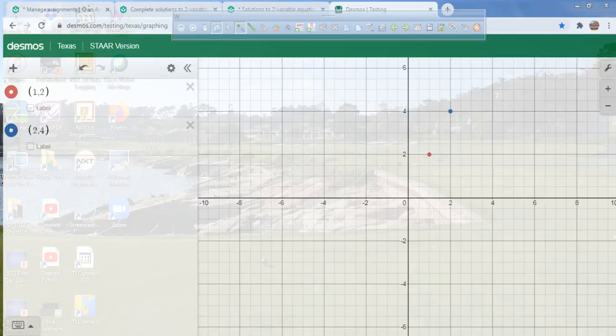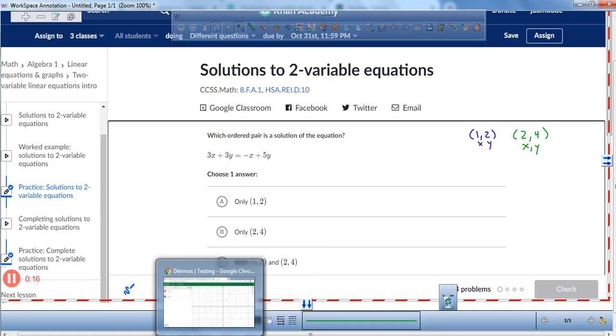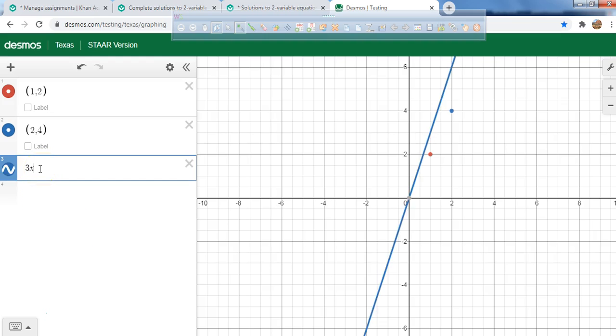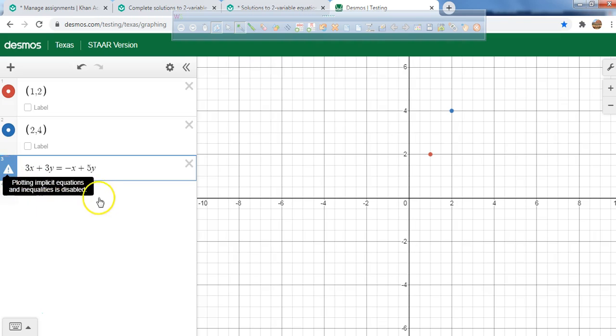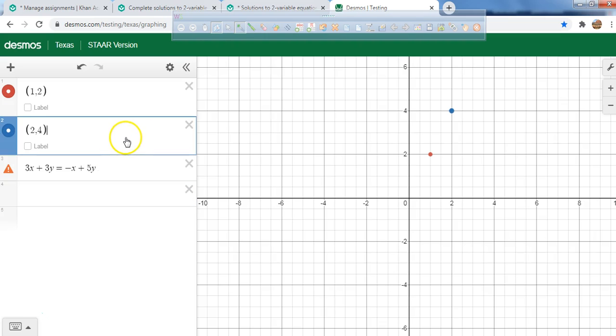Now, one thing you'll notice is that the equation says 3x plus 3y equals negative x plus 5y. Well, if I type that in, 3x plus 3y equals negative x plus 5y, this will not work in Desmos when you're trying to take a test. It's got to be in y equals form. So if it has to be in y equals form, what would we have to do?